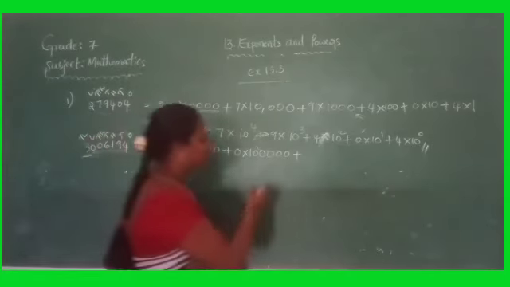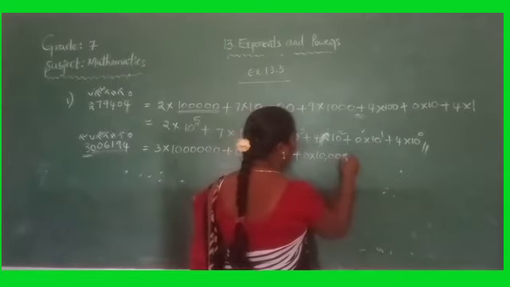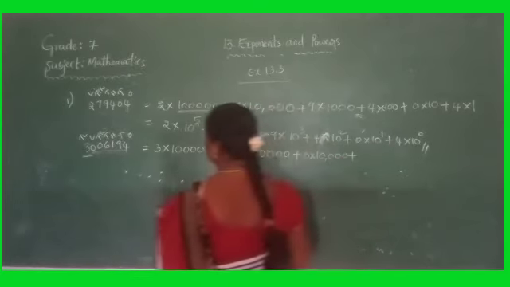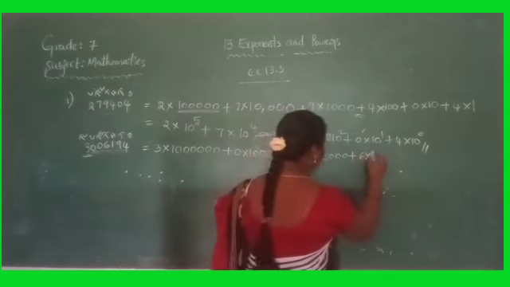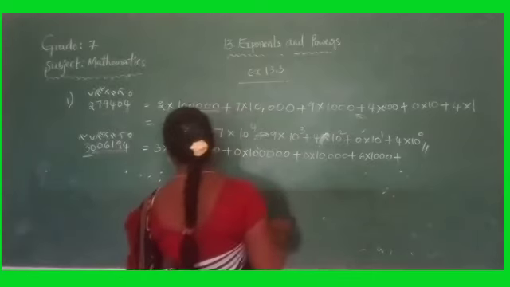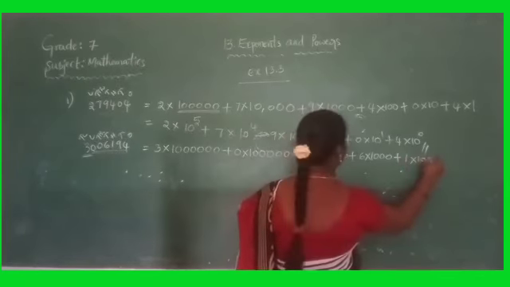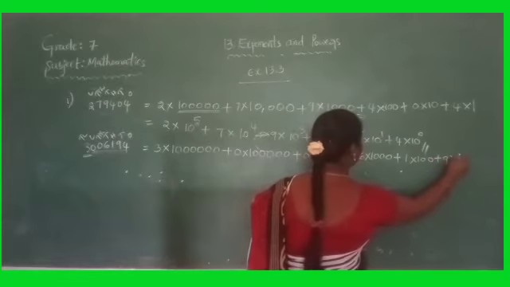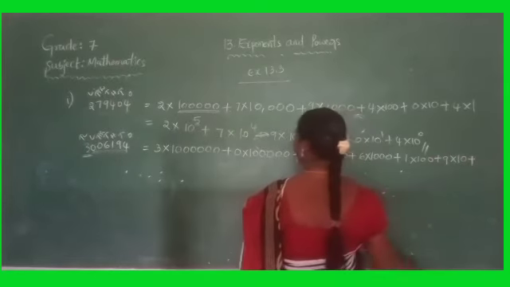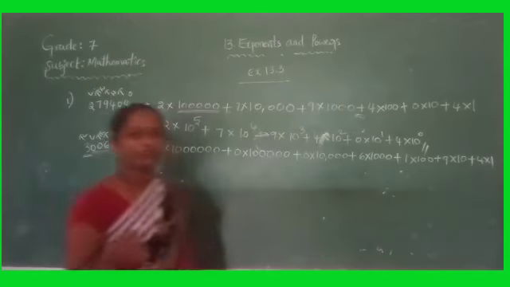Again 0 came. 0 place value is 10,000, so 10 with 4 zeros. After that, 6 place value is 1000. The next place value, of 1, is 100, and place value of 9 is 10, and the place value of 4 is 1's place, that is 4 into 1.